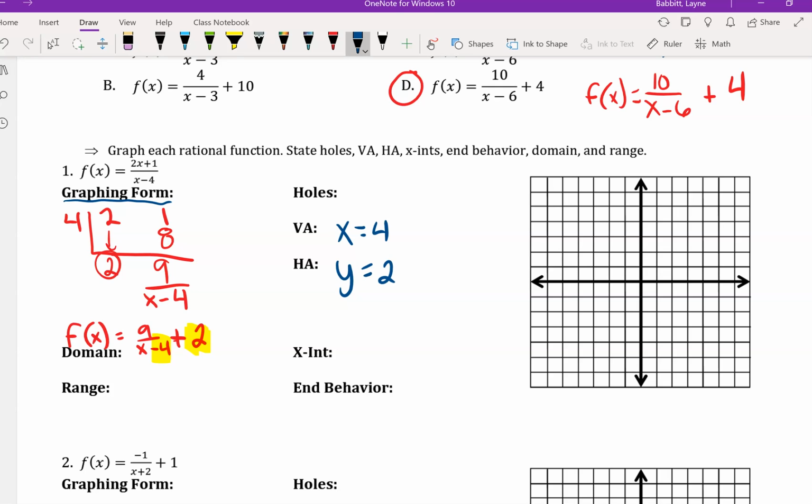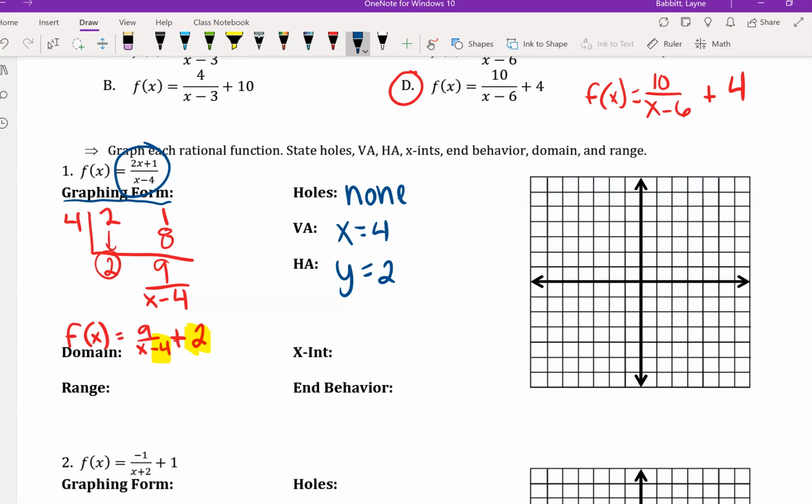I should also check for wholes. Wholes can be found by reducing factors. Nothing factors on the top, nothing factors out on the bottom, meaning no factors are going to reduce, so there are no wholes.